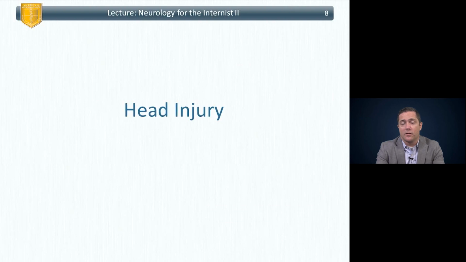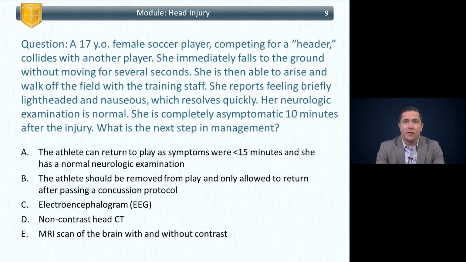Our next set of questions is on head injuries. A 17-year-old female soccer player competing for a header collides with another player. She immediately falls to the ground without moving for several seconds. She is then able to arise and walk off the field with the training staff. She reports feeling briefly lightheaded and nauseous, which resolves quickly. Her neurologic examination is normal on the sideline. She is completely asymptomatic 10 minutes after the injury. What is the next step in management?